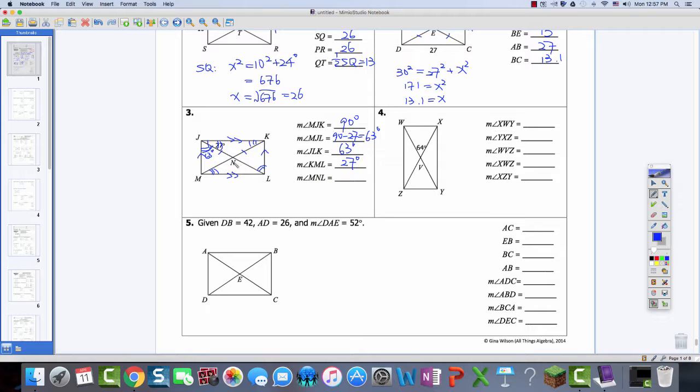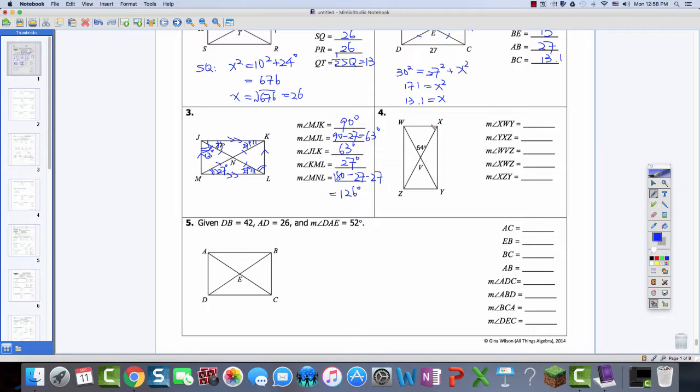Finally, MNL. If this is 27 degrees, the interior angle is 27 here. If this is 27 degrees, this one has to be 27 degrees as well, because again, these two sides are congruent to each other. And so the calculation for this big angle in the middle is 180 minus 27 minus 27 again, and that should give us 126 degrees. 180 minus 54 is 126 degrees.